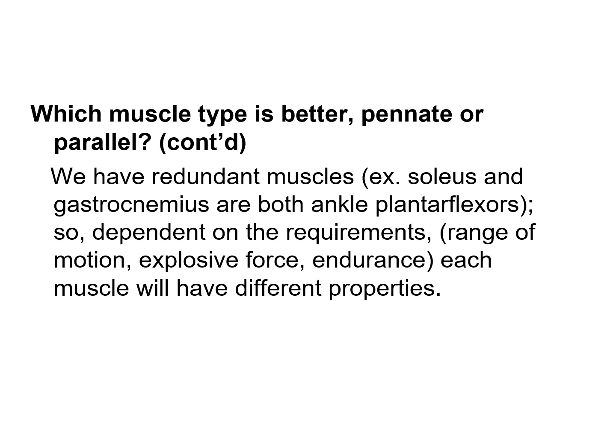Continue. We have redundant muscles. The soleus and the gastrocnemius are both ankle plantar flexors. However, the soleus muscle only does plantar flexion. The gastrocnemius does plantar flexion and knee flexion. So dependent on the requirements, such as range of motion, explosive force, endurance, each muscle will have different properties. And that's where we look into how the structure of the muscular joint dictates its function.